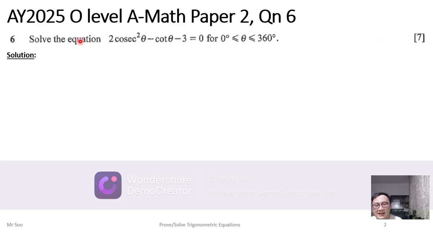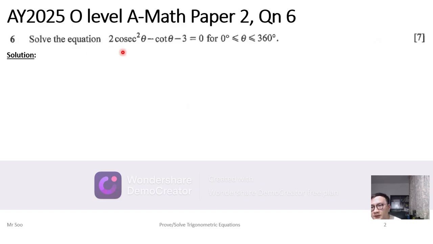Then later you realize that you will get a quadratic equation, equivalent to a quadratic equation. A trigo equation is similar to a quadratic equation. You just assume this is not cosecant, this is cotangent squared theta. Then 2 cotangent squared theta minus cotangent theta minus 3 equals 0. What is that? It's like a quadratic equation, right? If you let x be cotangent theta, then you have 2x squared minus x minus 3 equals 0, correct? So a trigo equation is similar to a quadratic equation.